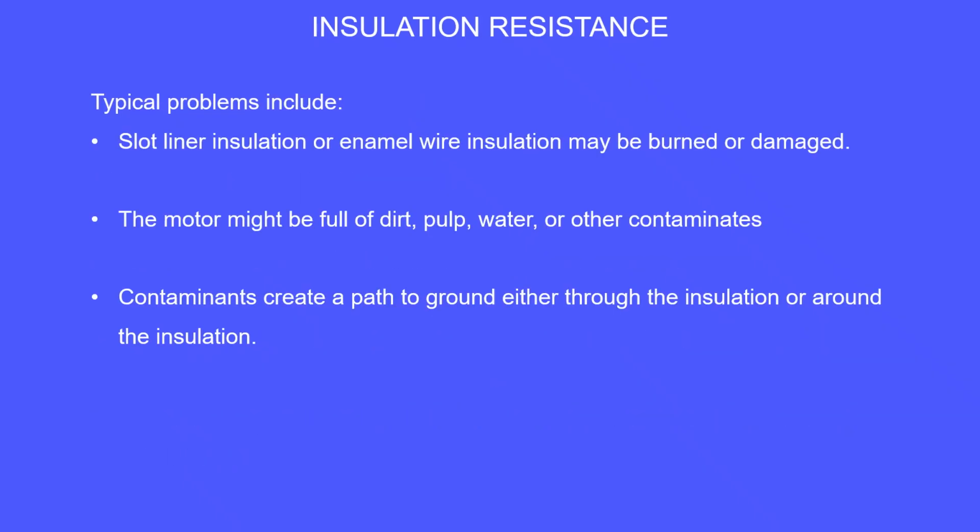Typical problems include slot liner or enamel wire insulation burned or damaged. The motor might be full of dirt, pulp, water, or other contaminants. Contaminants create a path to ground either through the insulation or around it. Again, a path around insulation is known as surface leakage. Surface leakage prevents us from knowing if the low megohm result is real insulation degradation or insulation that is being bypassed.